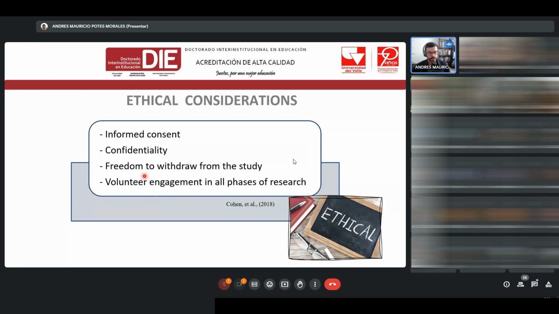I will also let them know from the beginning their freedom to withdraw from the study at any point, and that their participation is voluntary for all phases of the study.